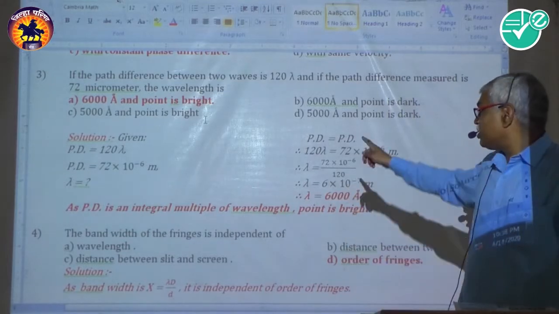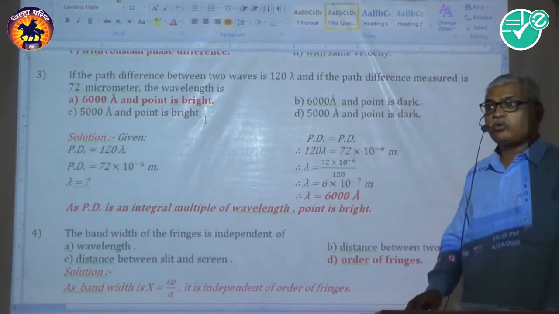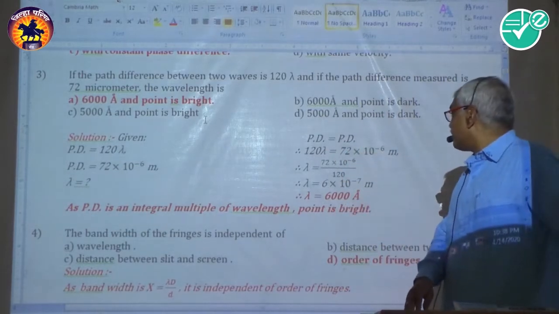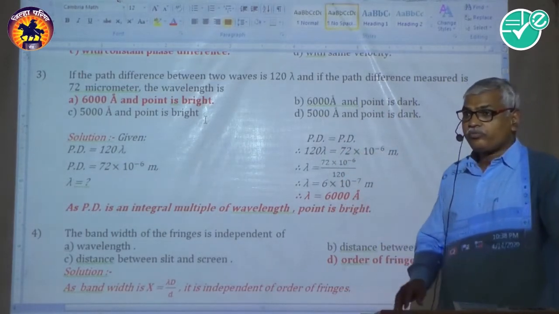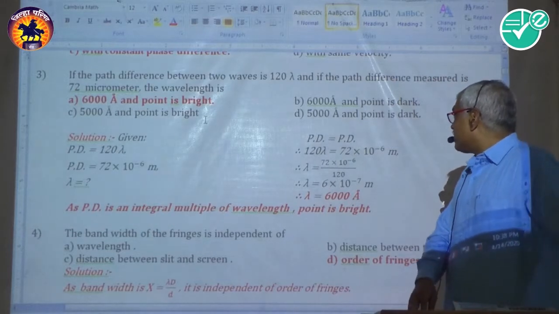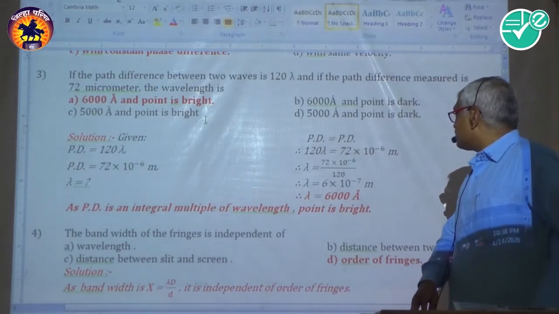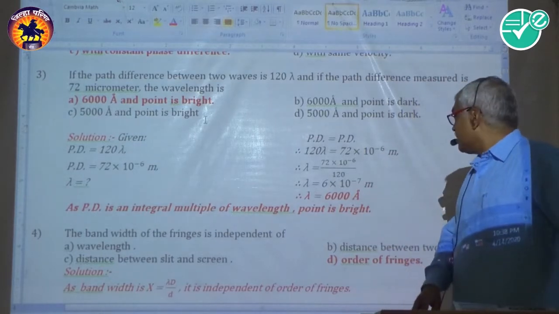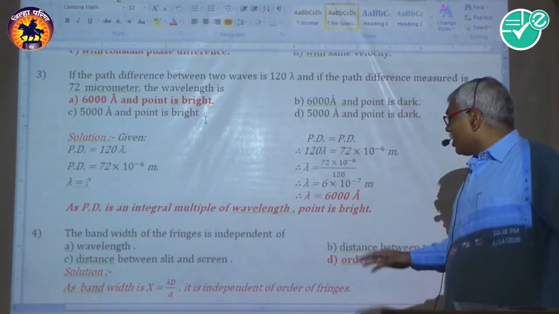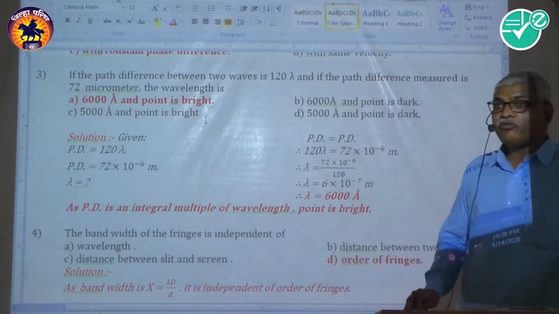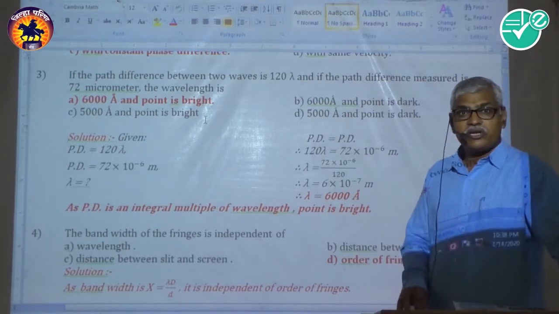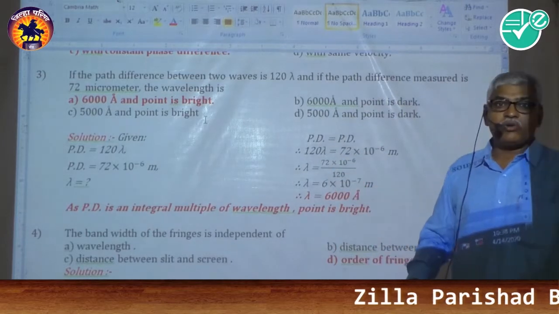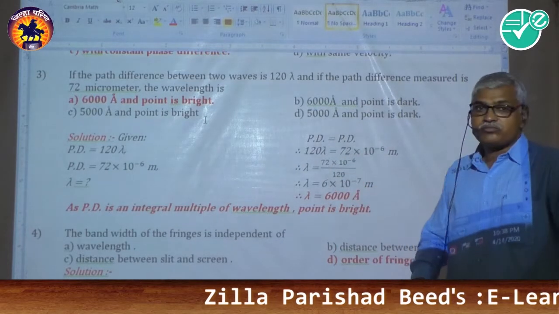The path difference is the same, therefore we write the formula path difference is equal to path difference. Therefore, 120 lambda is equal to 72 into 10 to the power minus 6. We have to calculate lambda is equal to 72 into 10 to the power minus 6 divided by 120, and by solving this we get lambda is equal to 6000 angstrom. If the path difference is an integral multiple of wavelength, then the point is bright. Hence, this is the bright point and the unknown wavelength is 6000 angstrom.